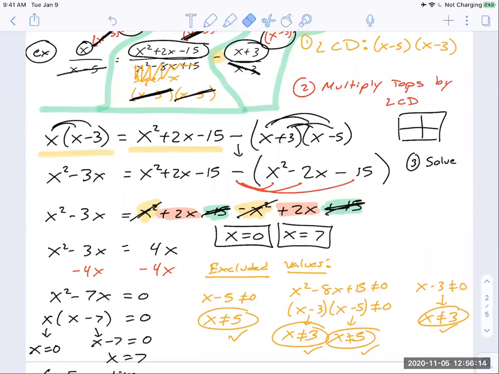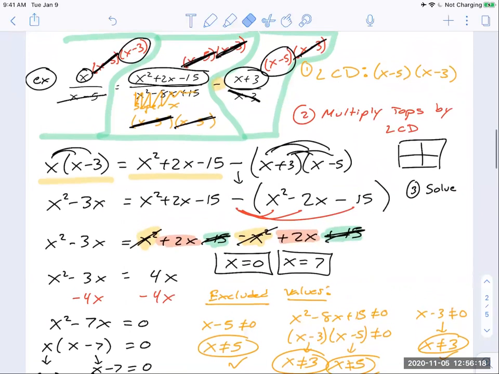Can you find your LCD? Multiply your tops. So you're going to show me this step in red here. You're going to show me your solving work to get x equals numbers, so show me the work. And then you're going to show me your excluded values to see if any are extraneous solutions.